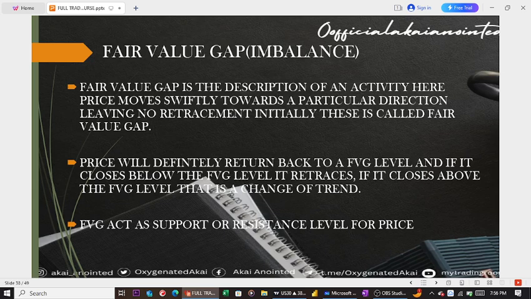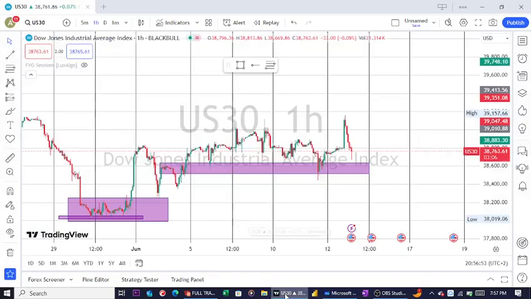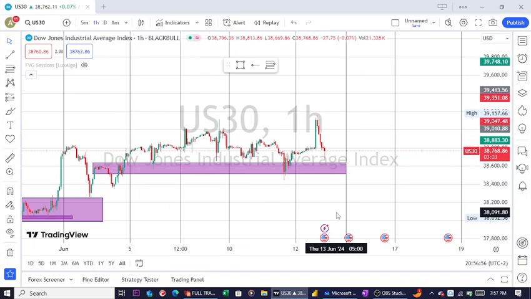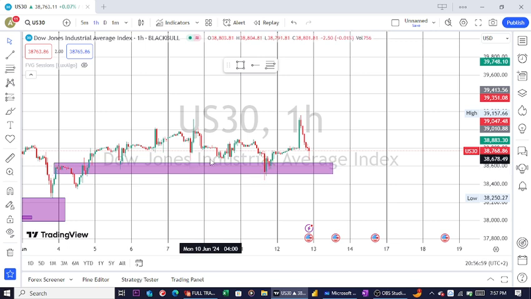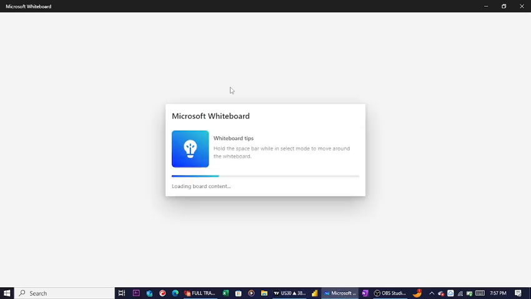Now, the fair value gap is a description of an activity where price moves swiftly towards a particular direction, leaving no retracement initially. This is called a fair value gap. I can say that a fair value gap can occur in an area where only the body of a candle is found. I want to break down the things so that you can understand every single thing easily.